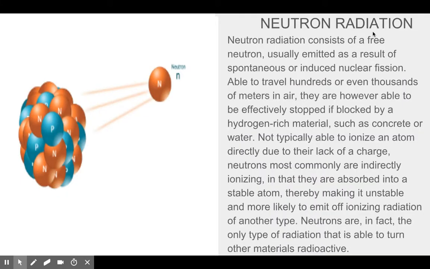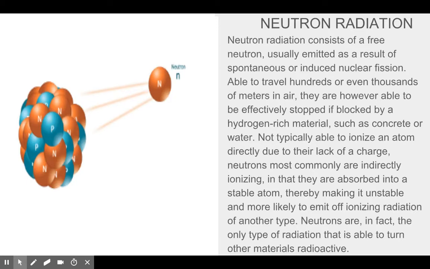Finally, we'll look at neutron radiation. Neutron radiation consists of a free neutron, usually emitted as a result of spontaneous or induced nuclear fission, able to travel hundreds, even thousands of meters in the air. They are, however, able to be effectively stopped if blocked by a hydrogen-rich material, such as concrete or water, not typically able to ionize an atom directly because of their lack of charge. Neutrons most commonly are indirectly ionizing.